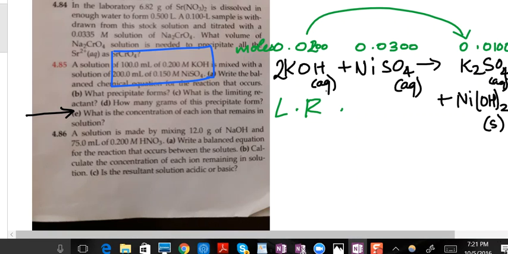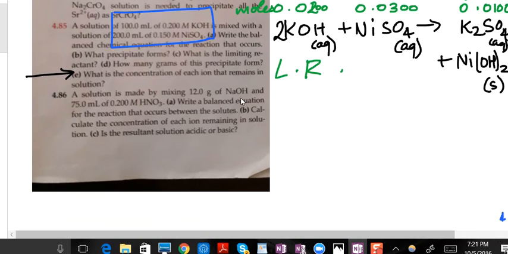Okay, so now remember that you have 0.03 moles of nickel sulfate. We also need to find out how much is reacted, okay? Because remember, the question is, what is the concentration of each ion that remains in solution? In order to write the concentration of each ion, let's first write it in a complete ionic equation form, okay?